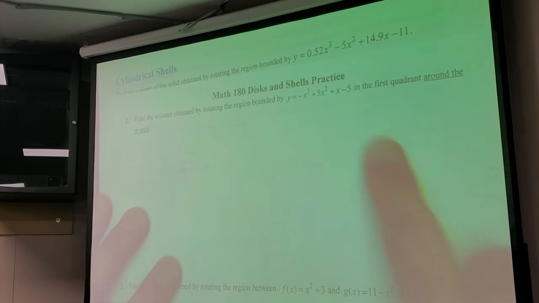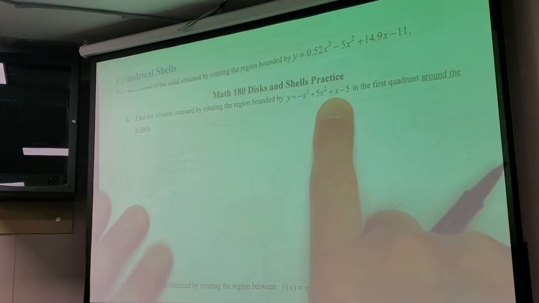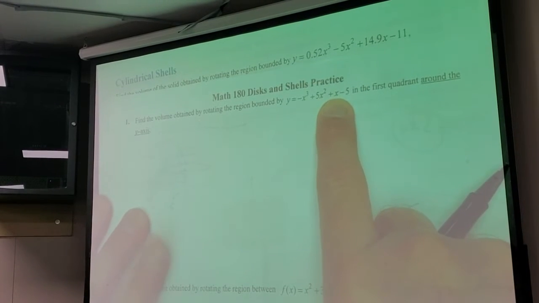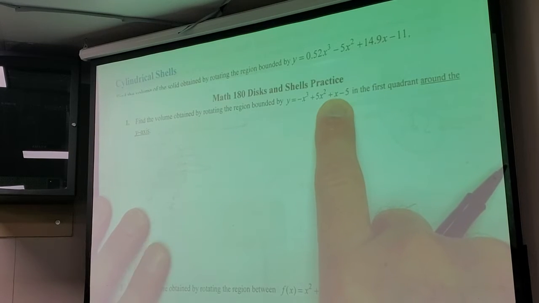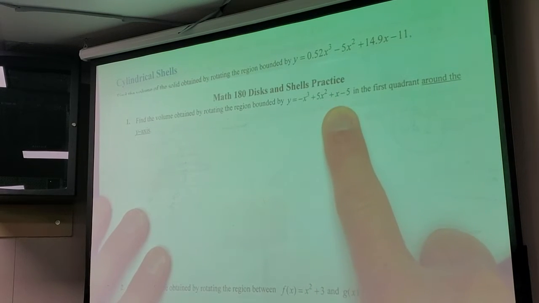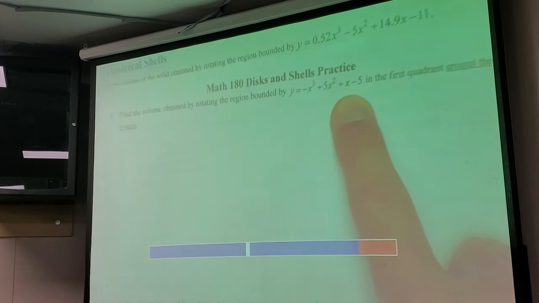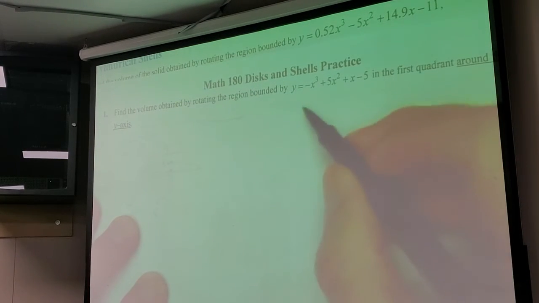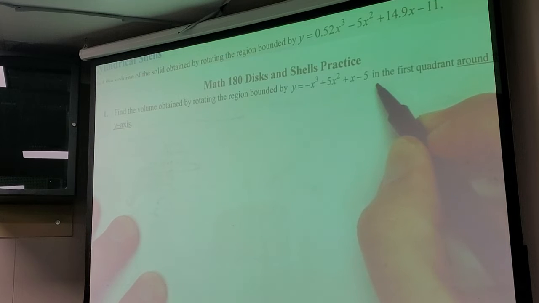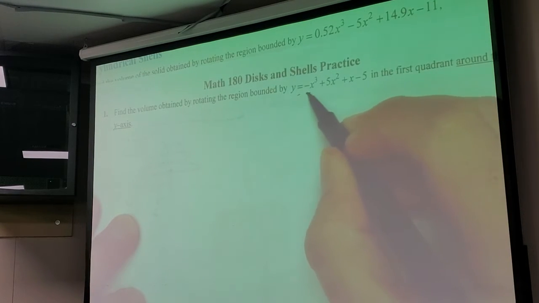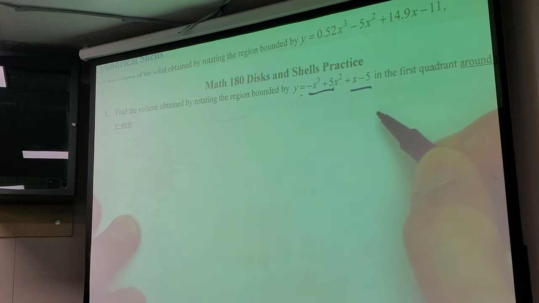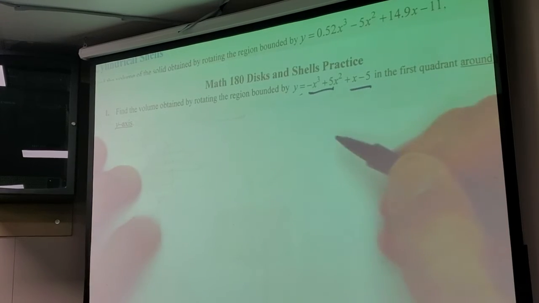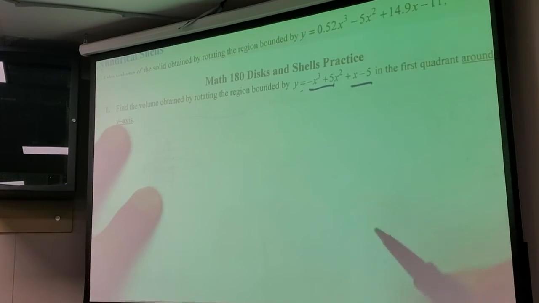Can anyone tell me why nobody should be scared of this? Does this thing factor nicely? Yeah, of course it does. What method would we use to factor this? How many terms are there? 4. What method do we use? Grouping. All right, Ben's like, leave me alone. I'm giving it a try.